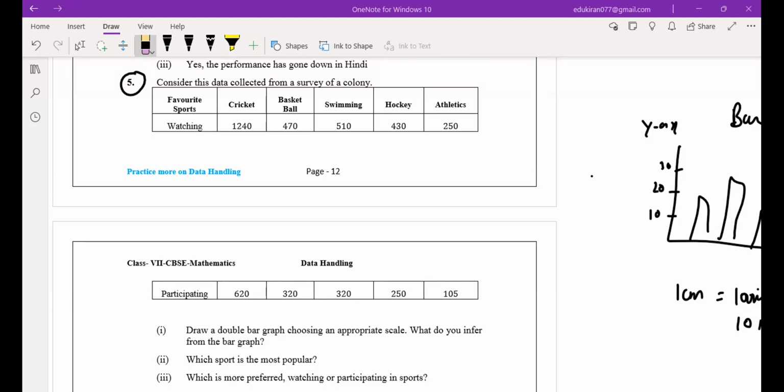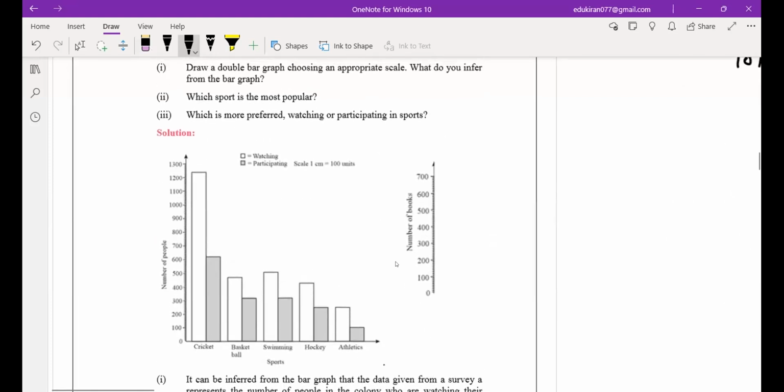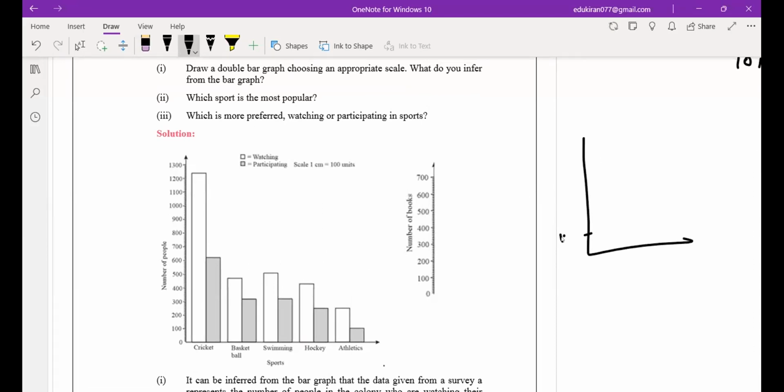Okay, so let's just discuss the answers. Over here, how did you people do it? What was the scale you took? For the double bar graph, the scale is 1 centimeter equals 100. Yes, right. I hope you have made it like this only: 100, 200, 300, like this, right? And this part is the people who are watching, and this part is the people who are participating, right?